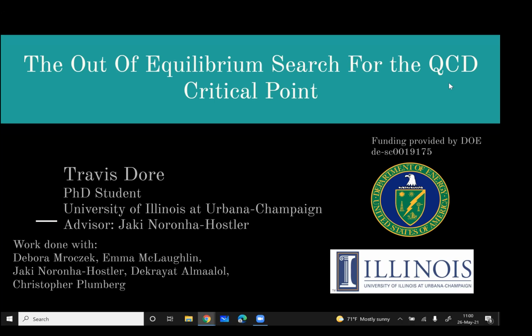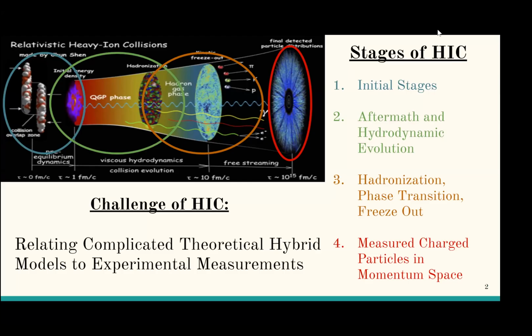First slide here. We want to do our best to model heavy ion collisions, right? If I'm going to start pedagogically, I can start by talking about the different stages of a heavy ion collision. You have your initial stages here, circled in blue, the aftermath of your initial stages going into your hydrodynamic evolution here, circled in green, and hadronization, some phase transition, freeze out, maybe some rescattering here, circled in orange. And these things are all connected, kind of Venn diagram-ish.